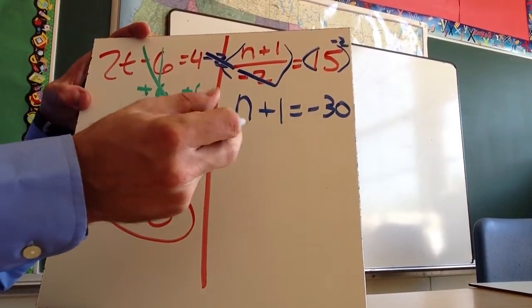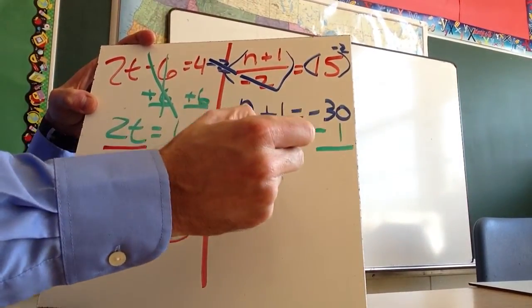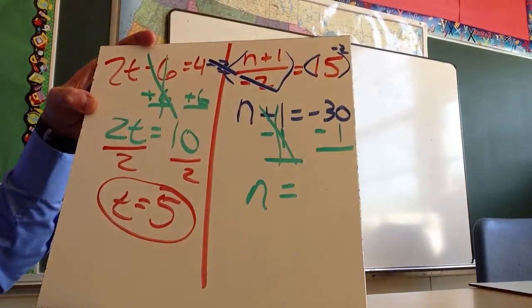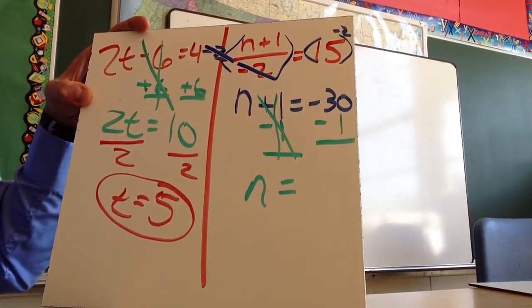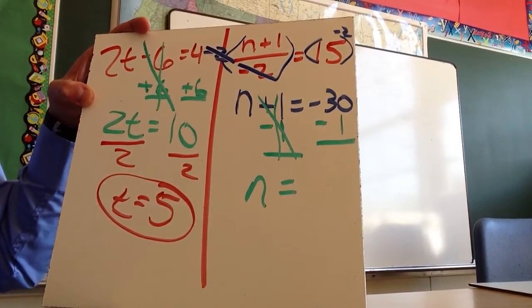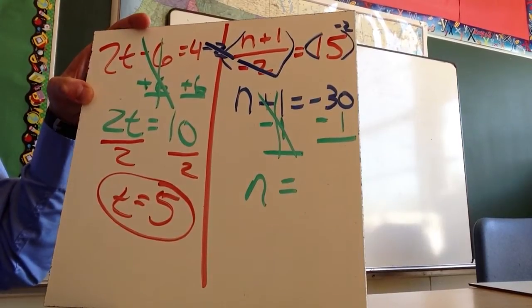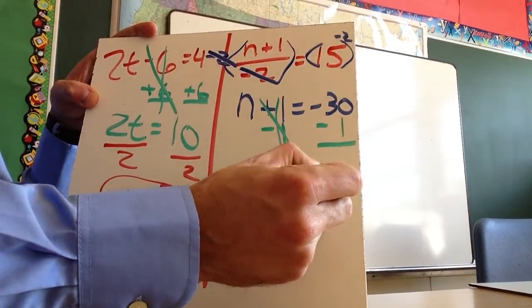Now, I got the n by itself, but I need to get rid of this positive 1, so I'm going to subtract 1 from both sides. This cancels out. Now this is where you have to be careful. Negative 30 minus 1 is not negative 29. Negative 30 plus 1 is negative 29. Negative 30 minus 1 is the same as negative 30 plus negative 1, and so this is negative 31.